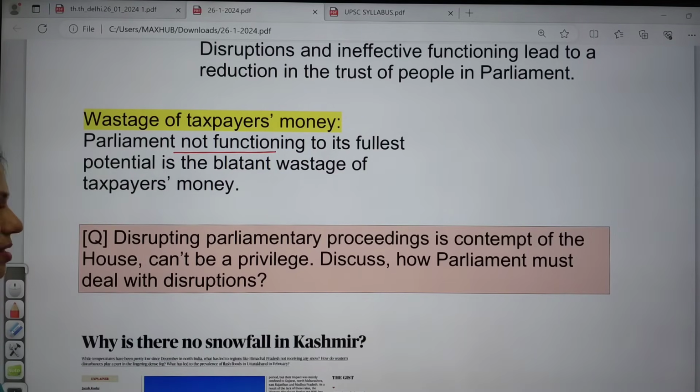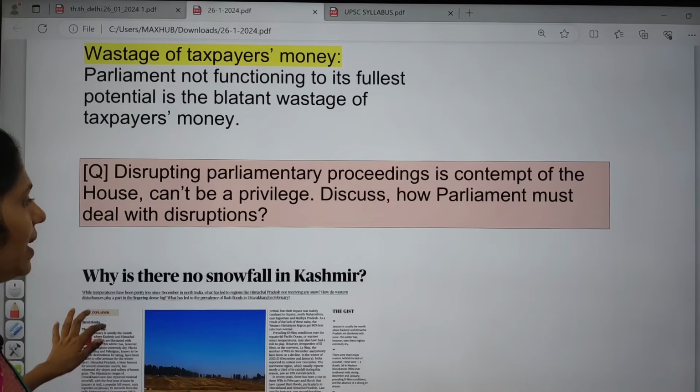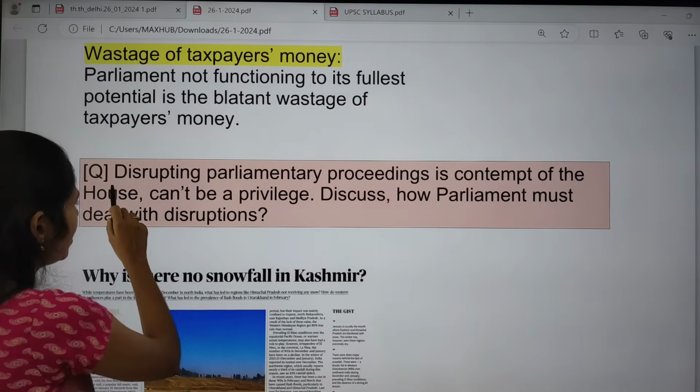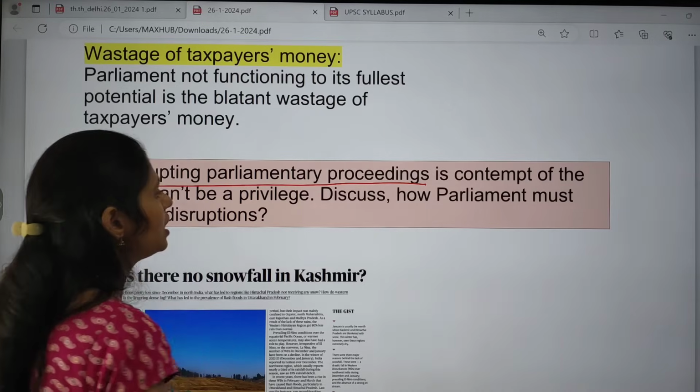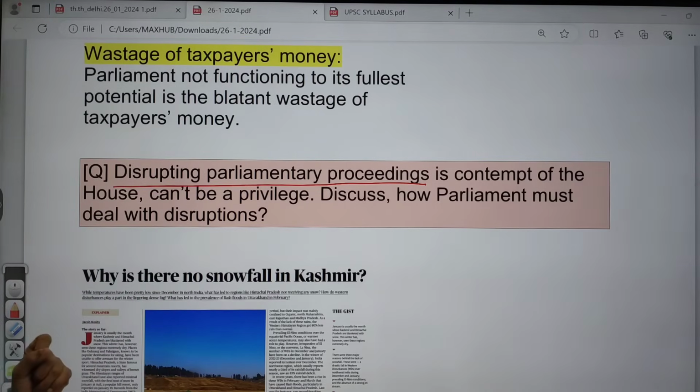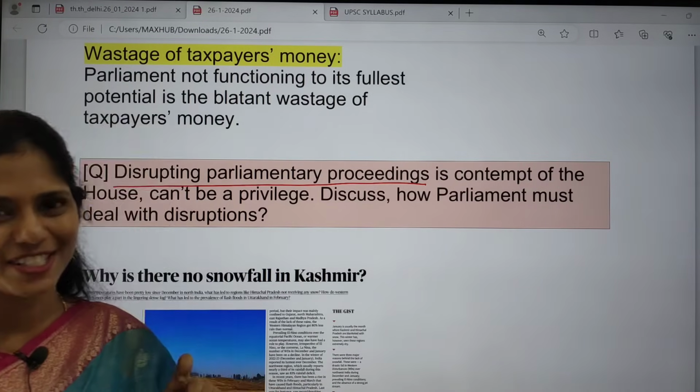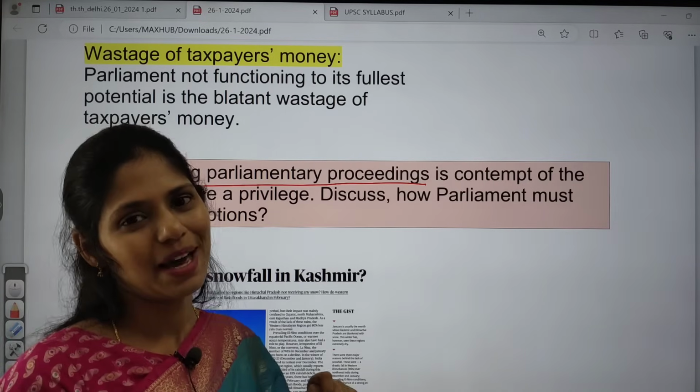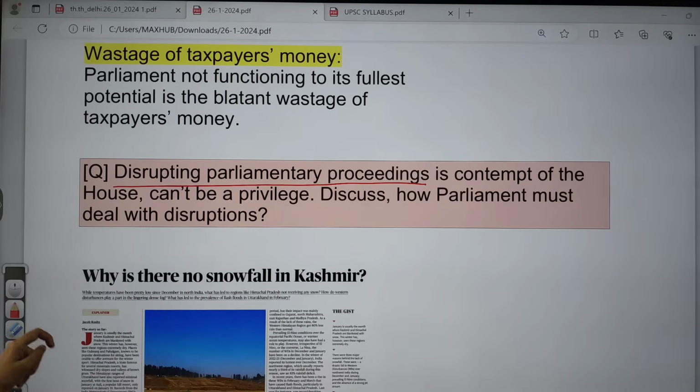And I want to give you one mains question: disrupting parliamentary proceedings is contempt of the house, it cannot be a privilege. Discuss how parliament must deal with these disruptions. Okay, so you have to give some measures on how we can decrease these parliamentary disruptions.